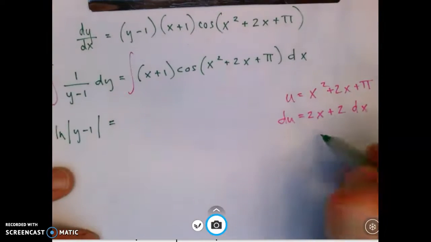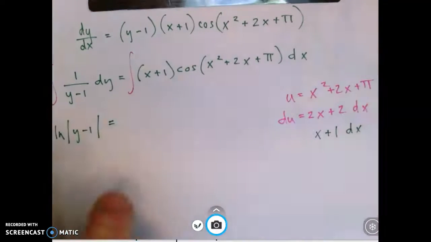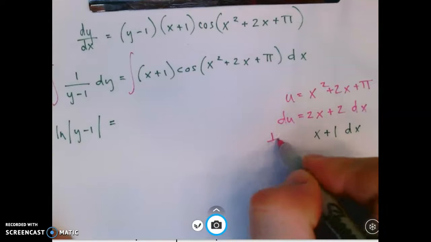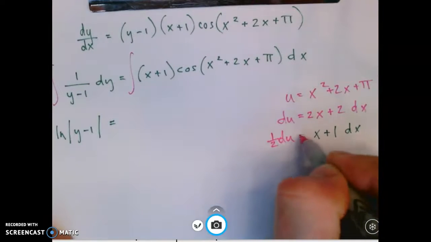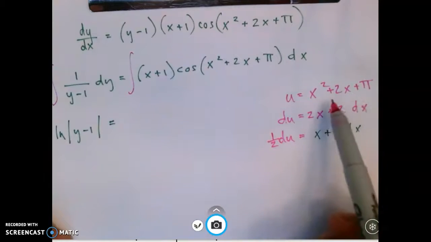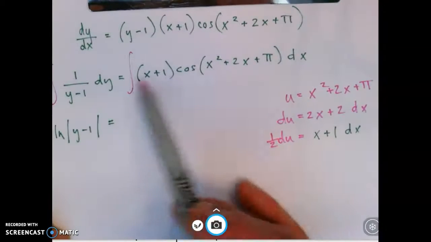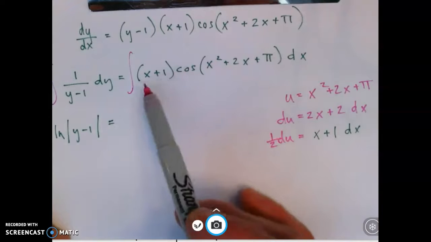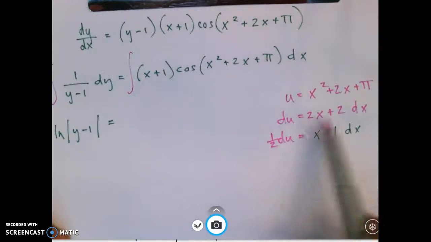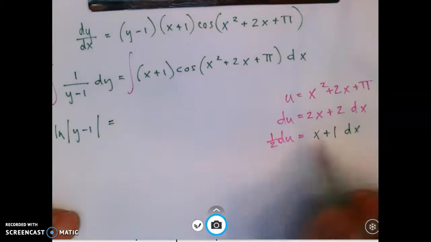So when we use u substitution here, we want to identify our inside, which is our x squared plus 2x plus pi, and that's our u substitution. We take the derivative, and we get 2x plus 2 dx, and we realize, wait a minute, we're pretty close. We wanted x plus 1 dx, we got 2x plus 2, so dividing that whole thing by 2 is going to give us what we want. So now we're feeling pretty good about this.